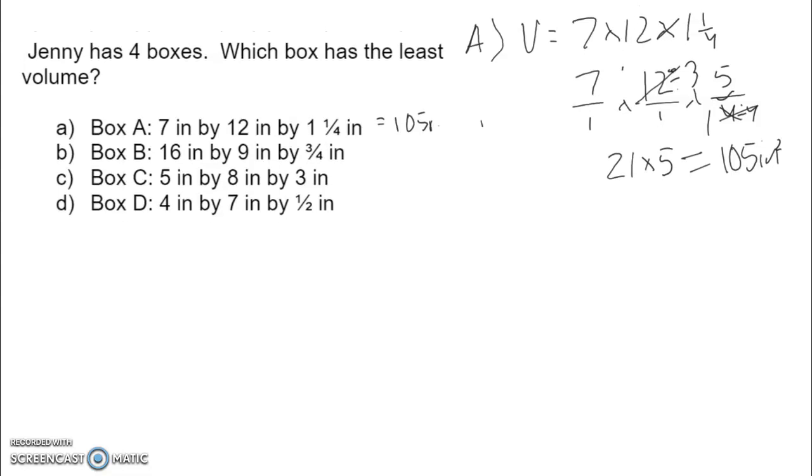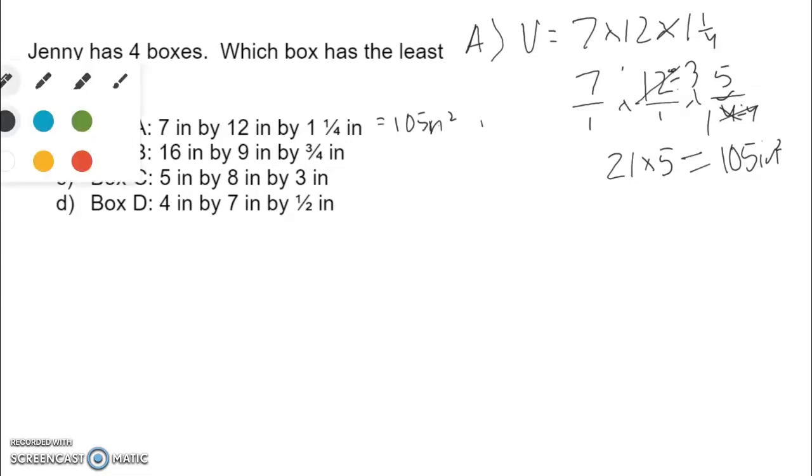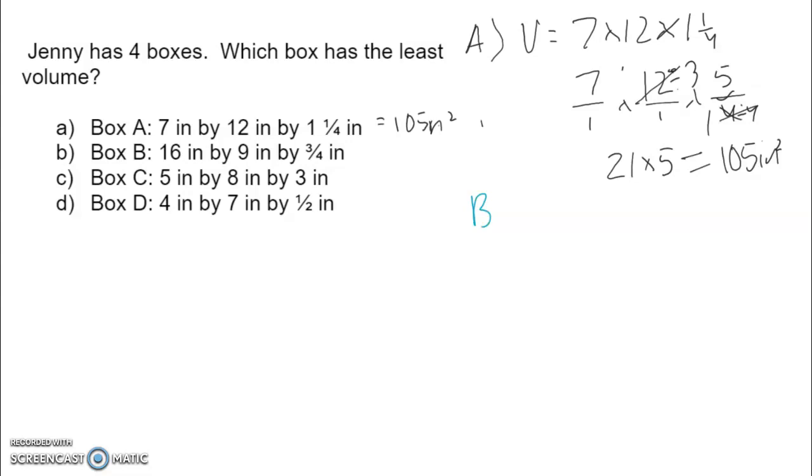inches squared. Let me go ahead and add that in. There we go. We're going to go ahead and go to box B, and I'll do box B in blue. Box B, we've got 16 inches by 9 inches by 3/4 inches. So 16 over 1 times 9 over 1 times 3/4.